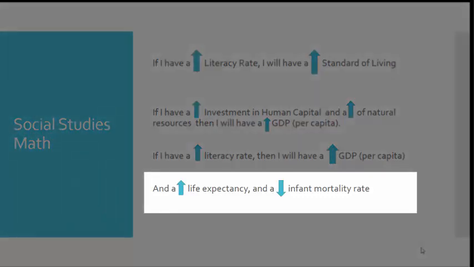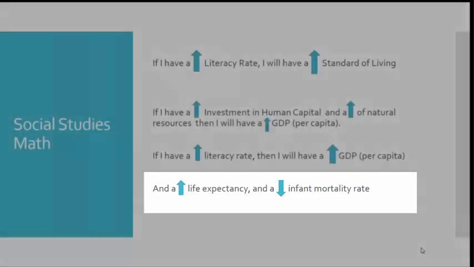Talking about life expectancy and infant mortality rate. High life expectancy means low infant mortality rate, and those relationships to things like literacy rate, standard of living, and GDP. So countries with high literacy rates generally have high standard of living, which means better health care, education, which means that people have better access to medicine, so they will have a high life expectancy and a low infant mortality rate.